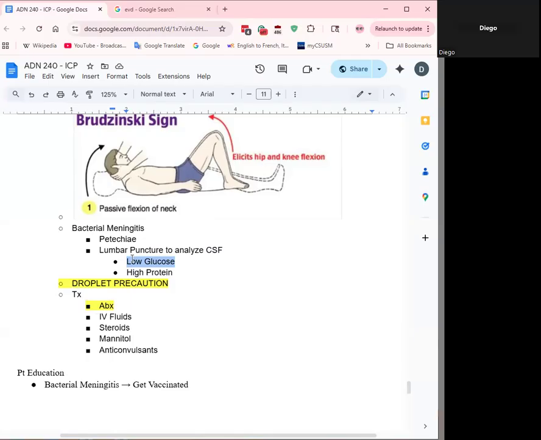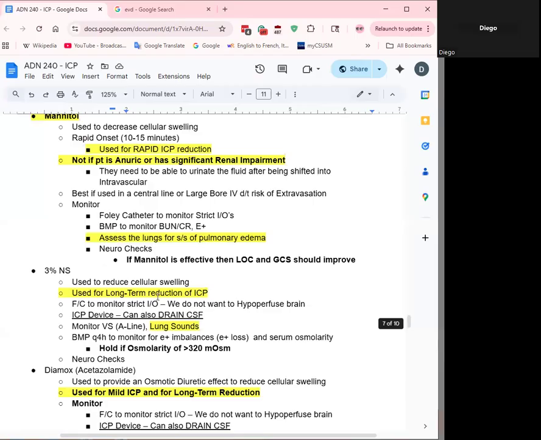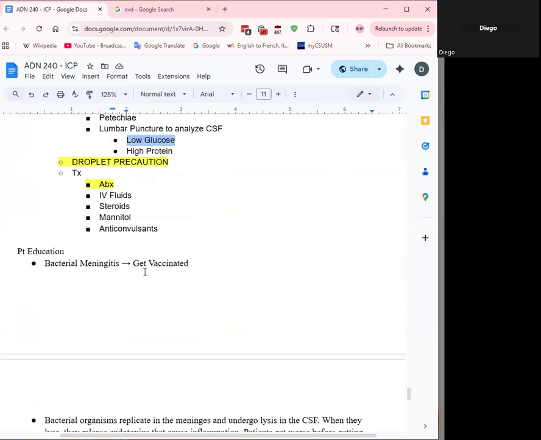This person will be on droplet precautions. One of the main treatments is going to be antibiotics, IV fluids just like other infections, steroids, and mannitol. Same with the neuro patients we're referring to, because it is causing inflammation in the brain and the meninges, which is pushing back against the brain. All of that also increases the risk of seizures, so anticonvulsants when appropriate. Anticonvulsants would also potentially be appropriate for some of the other neuro patients, not just meningitis, but it's up to discretion.